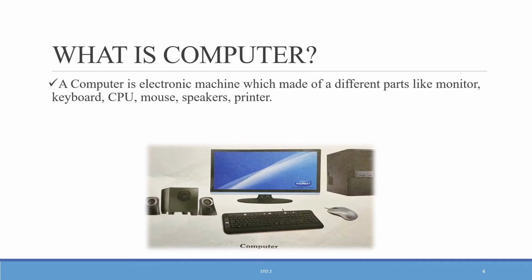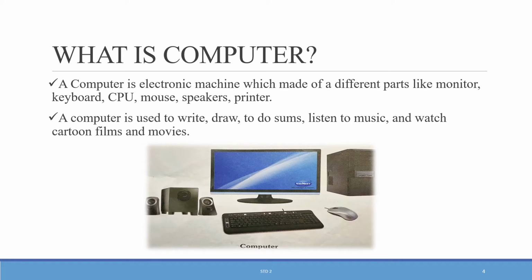Before starting our lecture, here is a previous lecture slide that we recall: what is a computer. The computer is an electronic machine which is made up of different parts like monitor, keyboard, CPU, mouse, speaker and printer. These six are parts of the computer, and without them the computer does not work properly. So these are the mainly used parts.